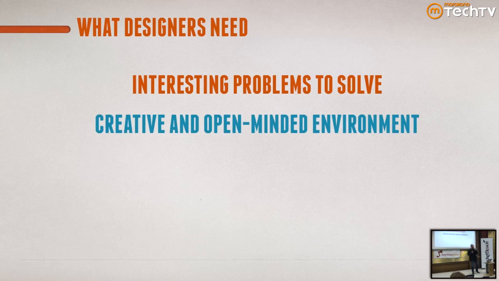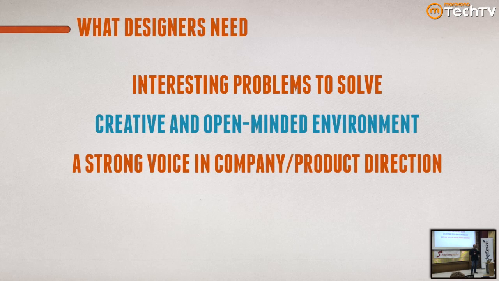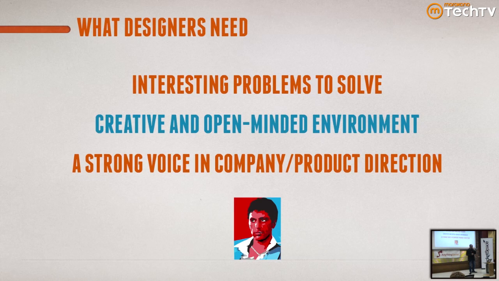They want a creative and open-minded environment, right? Because you can't be too data-driven and you can't be too process-driven if you're going to innovate. So in the design process, it's very important to have an open mind and be able to manage creativity. It's a little bit different. And ultimately, you want a strong voice in the company or product direction, right? Especially in technology products, it's all about the product. And designers need to have a seat at the table. After all, they want a little bit of power, right? First you get the power, then you get the money.